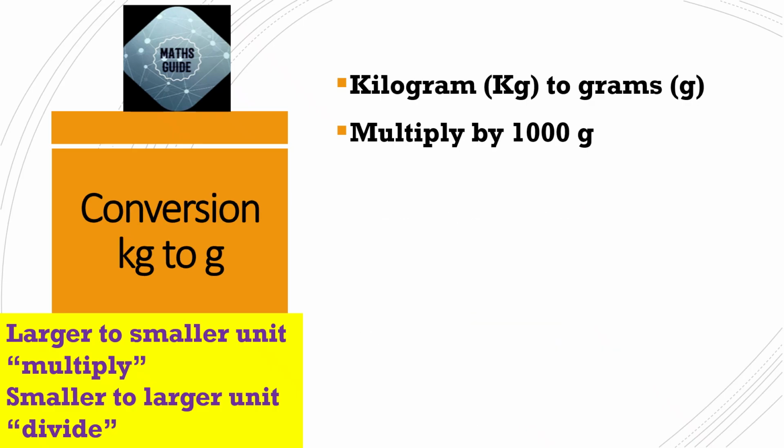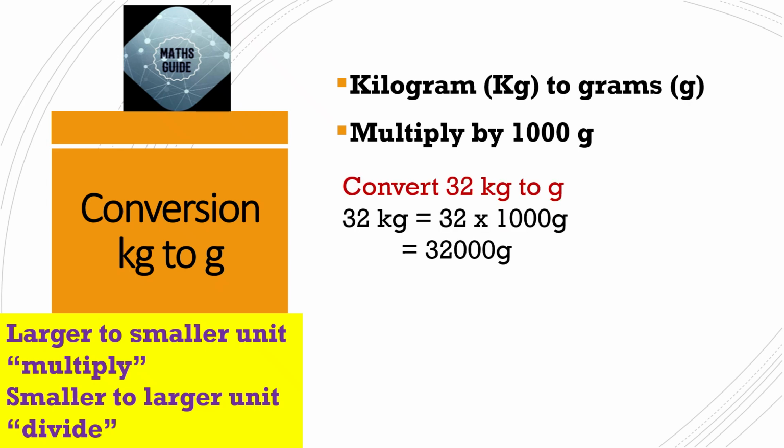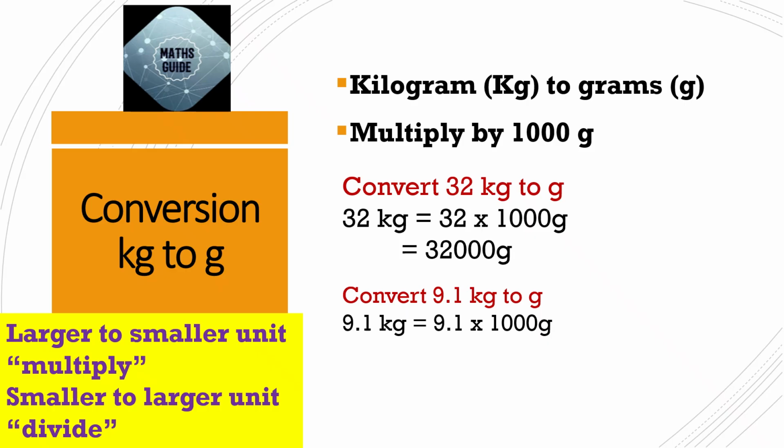Another example, here again we have to convert from kilogram to grams, and we will multiply by 1000. The question is, convert 32 kg to grams, and we will multiply 32 by 1000, and the answer will be 32,000 grams. Now again a decimal number. 9.1 kg is equal to 9100 grams.